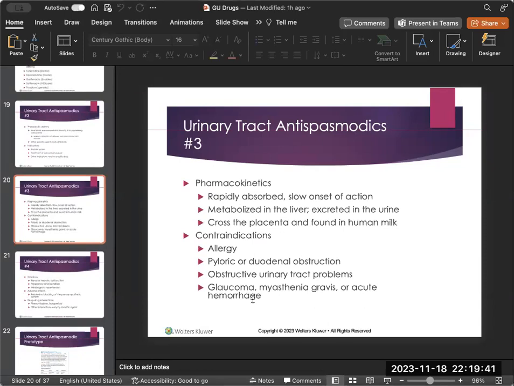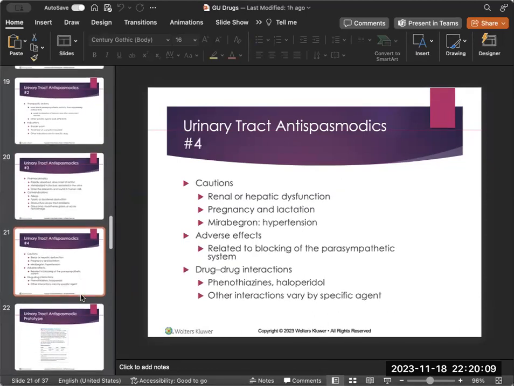Also, myasthenia gravis is a cholinergic-treated disorder. Myasthenia gravis, remember, it causes muscle weakness, and we use cholinergic drugs to treat it. So we're not going to give an anticholinergic drug to someone who has myasthenia gravis. That's going to be a problem. We need the parasympathetic stimulation to help relax those muscles, and they're not going to get that if they're taking this medication while they have myasthenia gravis. Once again, we already said the cautions: pregnancy, lactation, renal, hepatic, right?